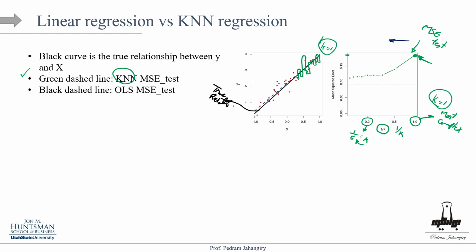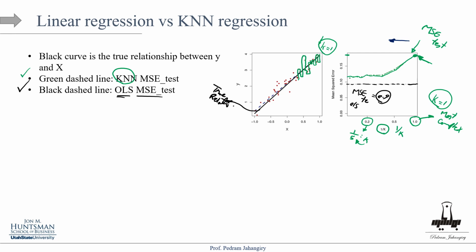So as we increase k, we go in this direction, and it seems that the MSE in the test set is going to decrease. This is how the MSE in the test set is going to look for different values of k. Now, what is the black dashed line? The black dashed line is the MSE in the test set when we use OLS. So if I use OLS, let's say the MSE in the test set is 0.9.